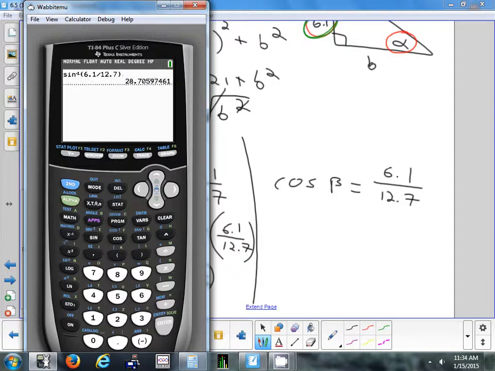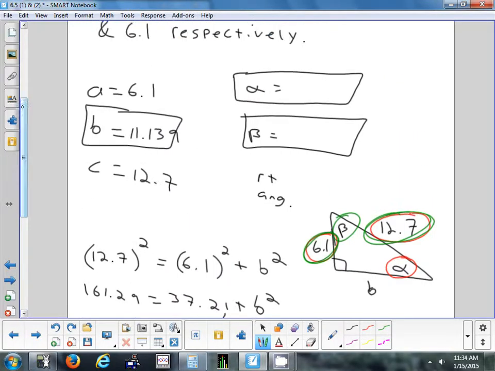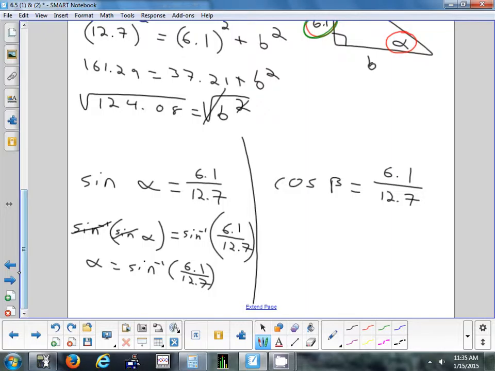And hit enter. Okay, it's 28.706. That's alpha. Now, technically, we have 2 out of 3 of the angles. We could add them up and subtract from 180, or just remember that's complementary, so subtract from 90. But if you made a mistake, now beta's wrong. So we're going to find beta using the equation that we already set up.